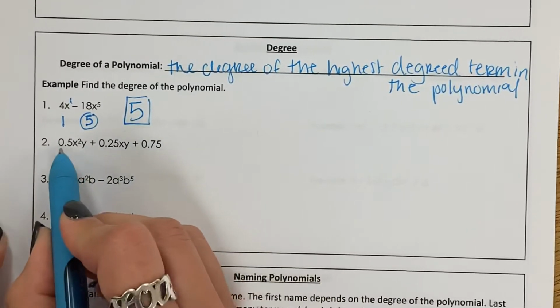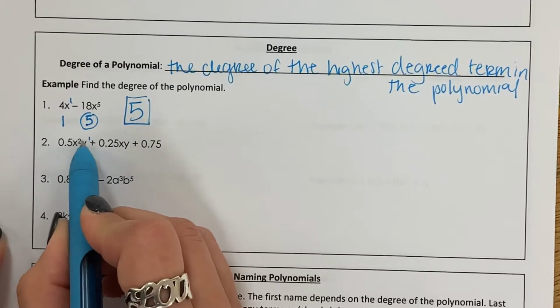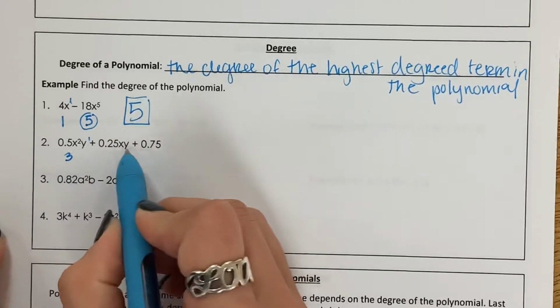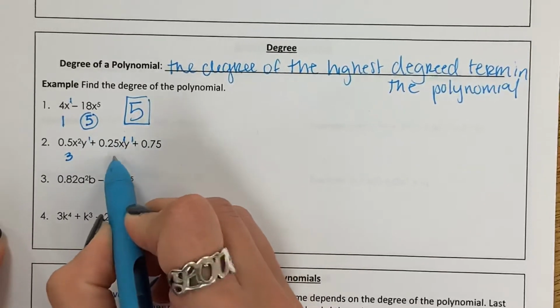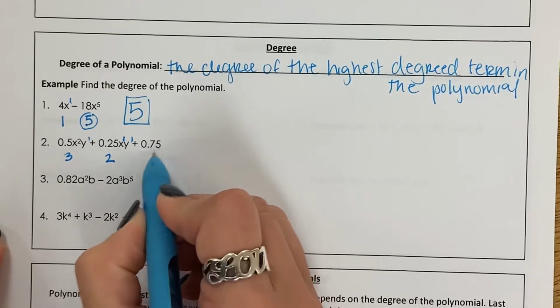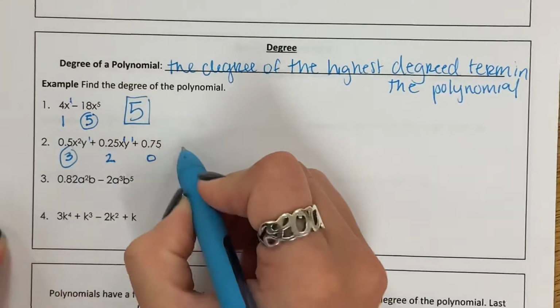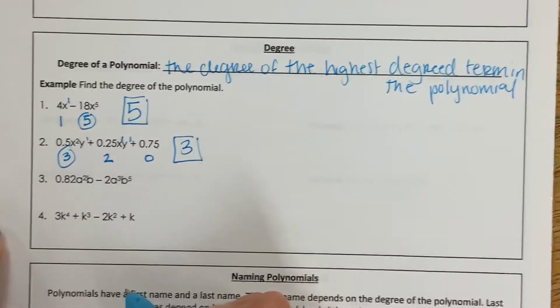So on the next one, notice we have two variables here. We have an x and a y, so we're going to add the exponents together. 2 plus 1 gives us a degree of 3. Here we have 1 and 1, which gives us a degree of 2. If there's no variable, the degree is 0. So which one is the highest? 3. So our degree here is 3.